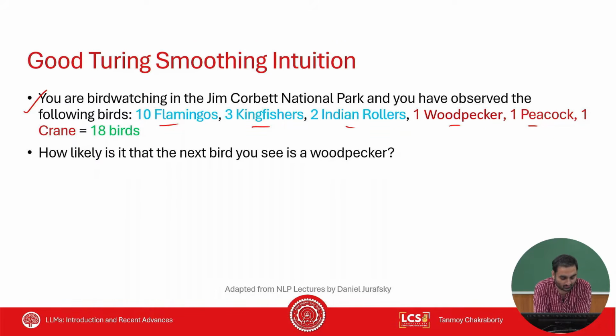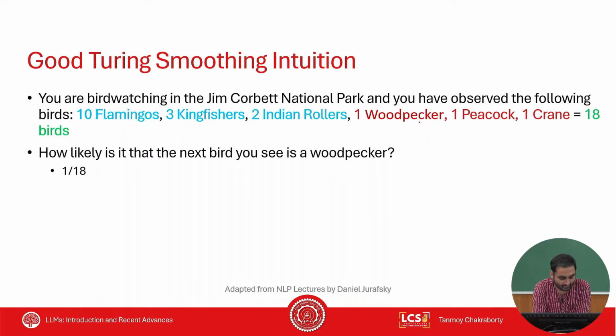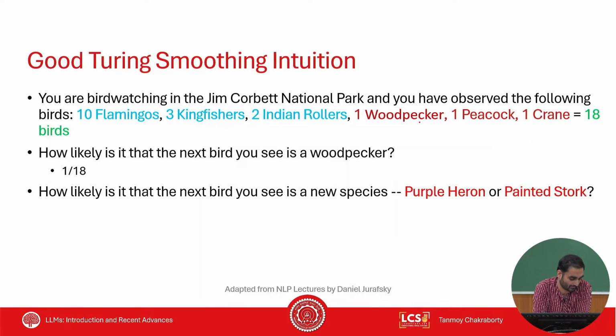So if I ask you what is the probability that the next bird that you are going to see is a woodpecker, what is the probability? 1 by 18, and this is the maximum likelihood estimate. What is the maximum likelihood estimate? It says that the best probability that you can derive from the observation is 1 by 18 here for woodpecker. So the maximum likelihood estimate for woodpecker is 1 by 18.